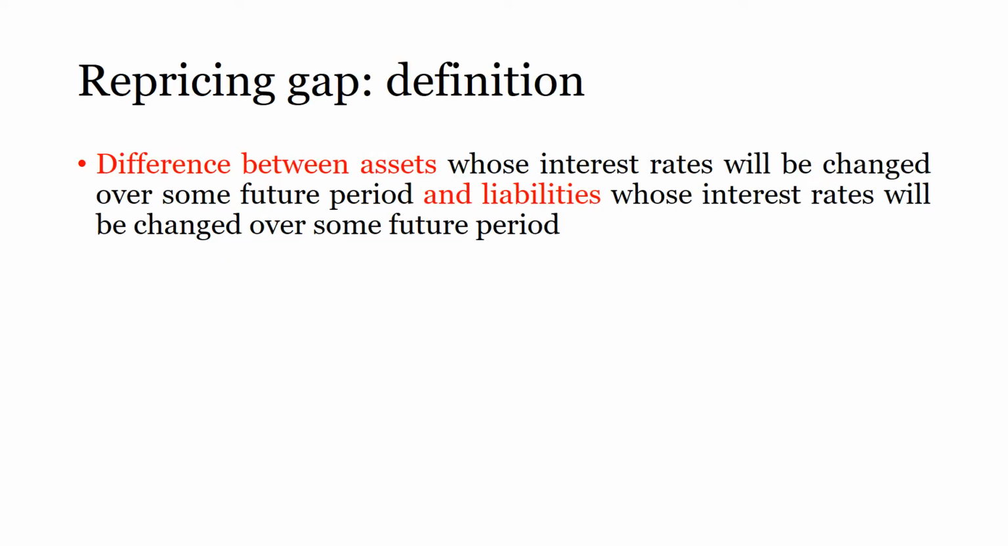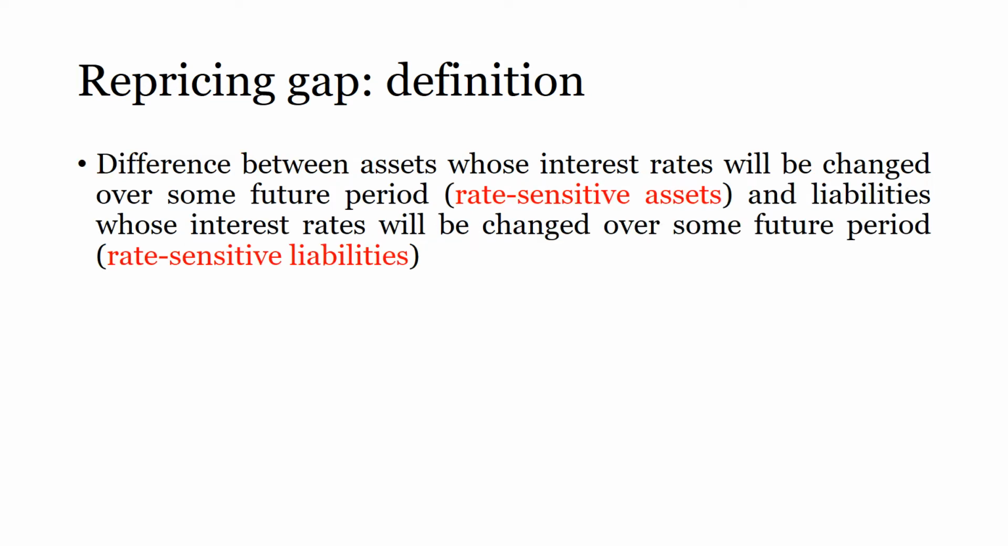Right, so let's look at the definition of repricing gap, and I've highlighted in red the most important bit. So essentially a repricing gap is the difference between the assets and the liabilities. Well, it's not any asset or any liabilities, it's the assets whose interest rate will be changed over some period in the future, and liabilities whose interest rate will be changed as well. Now, some period in the future, here it's going to be 1 year, which is 360 days. Remember that.